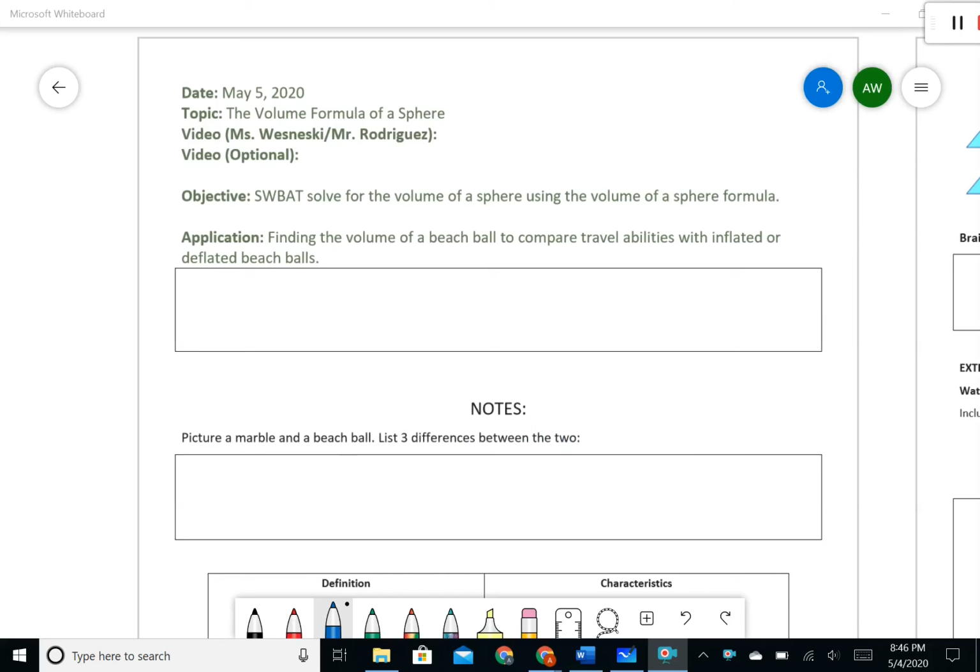Hello everyone! Today we're talking about the volume formula for a sphere. We're also going to cover some surface area stuff at the end, so keep an eye out for that.